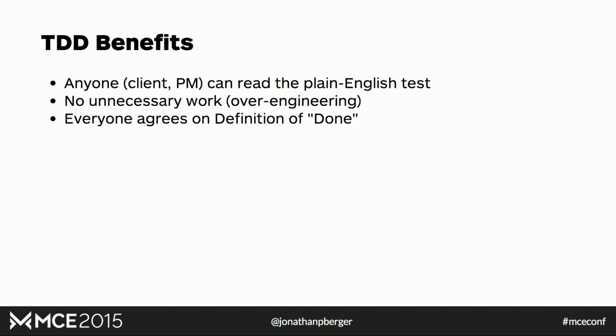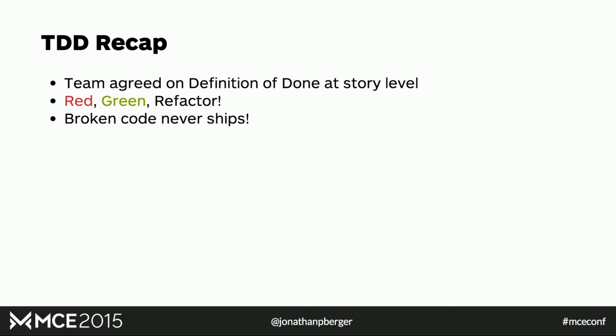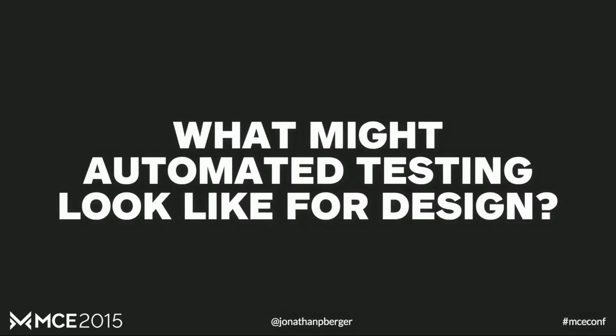Okay, so the benefits here, right? Anybody can read this stuff. There's no secrets. There's no difference on the team between the people who know what we're building and who don't. We're not over-engineering because we're just stopping at making the test pass. And again, we're starting to get away from scope creep. Okay, so we did definition of done, Red Green Refactor. You guys mostly know this stuff. I'm going to try to speed it up.